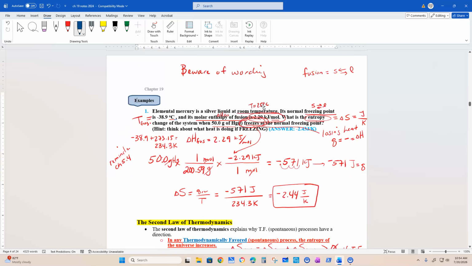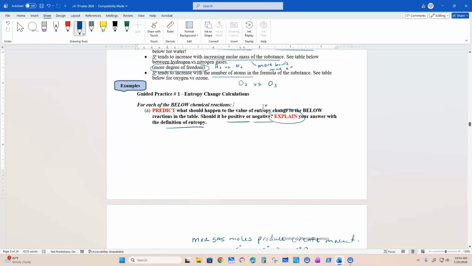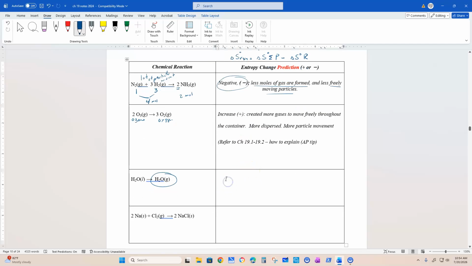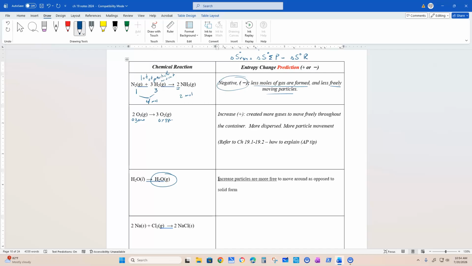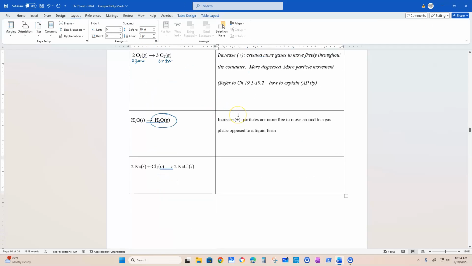So let's go back. Okay, so it's definitely going to increase. Particles are more free to move around in a gas phase as opposed to a liquid phase. Okay, pretty simple enough. I have 2 solids versus a gas, and I produce 2 solids.